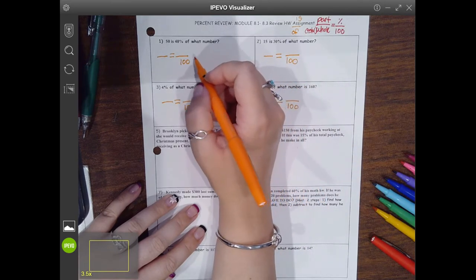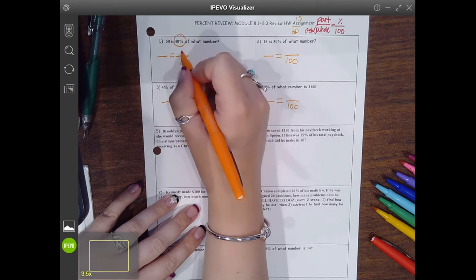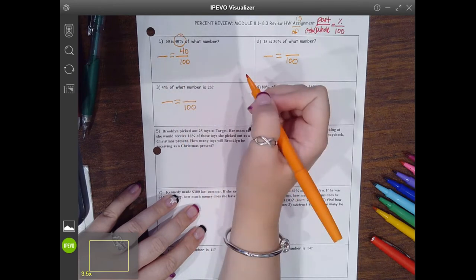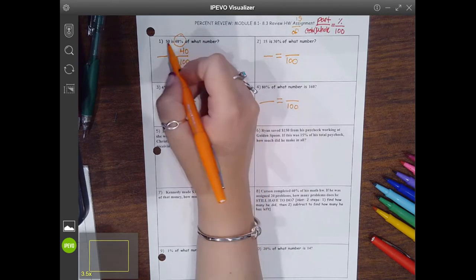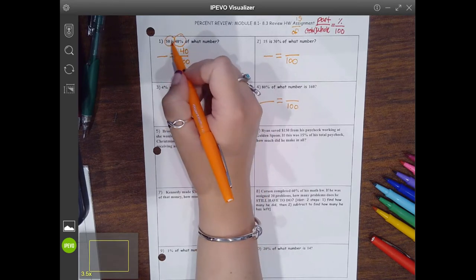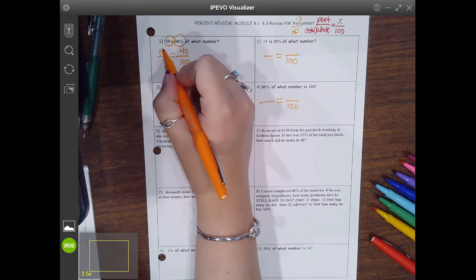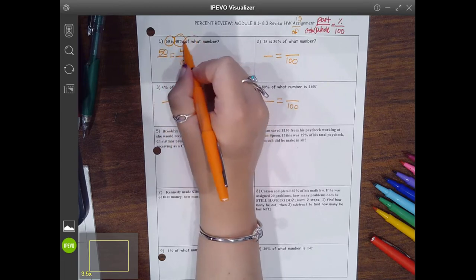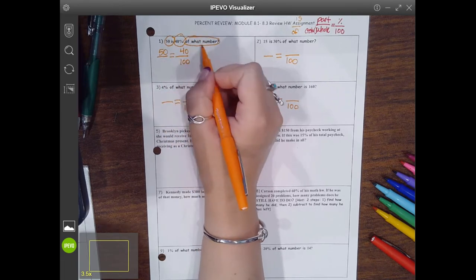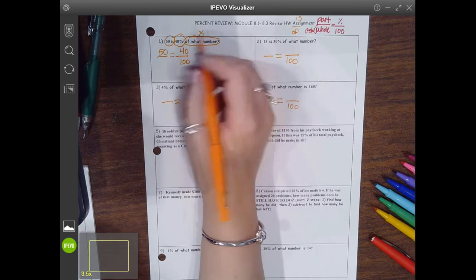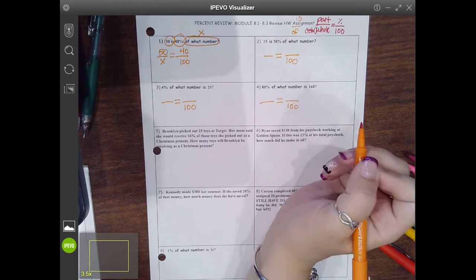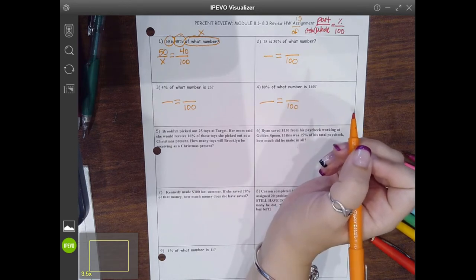It says 40%. So that's my percent. I'm going to put that over 100. Then all I need to figure out is the is and the of. Circle the things that go together. So 50 is talking about the is. What's talking about the of? Right here. And it says what number. When you don't know what number it is, let's represent it as an X. Okay. Now I want you guys to try to set up 2 through 4. And once you think you have it set up, unpause.